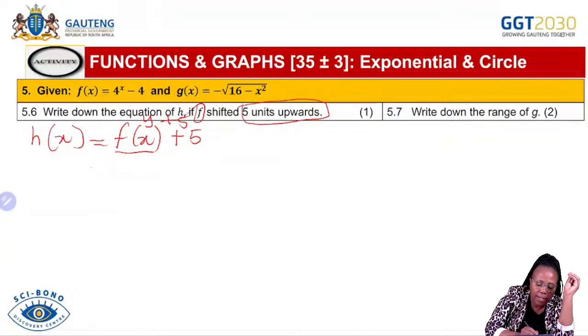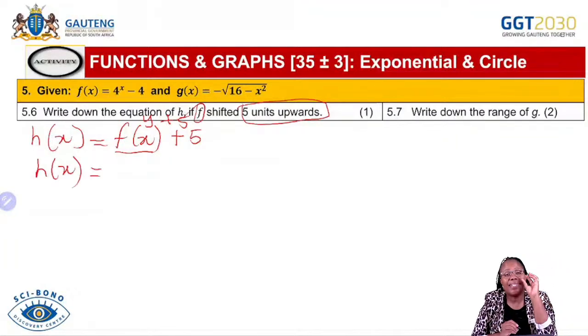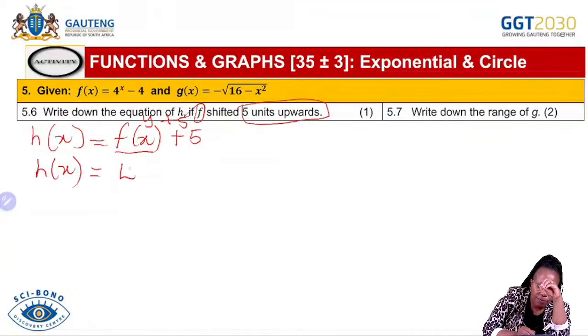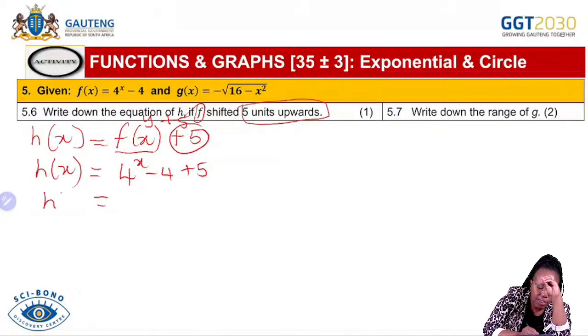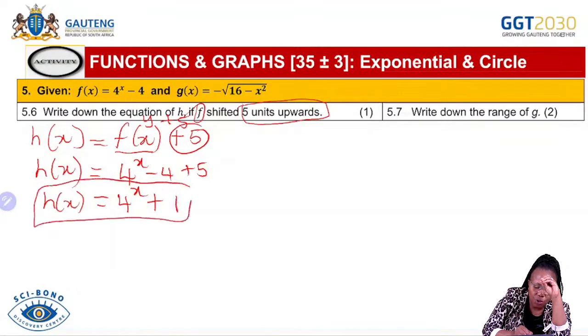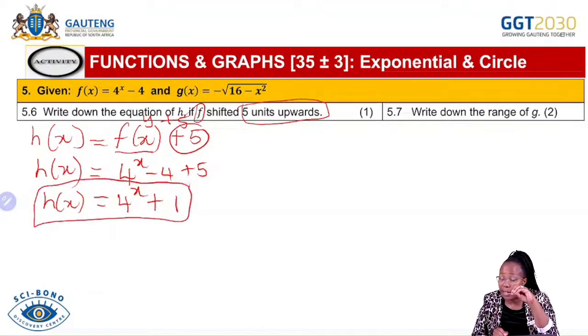And then now from here, let's determine the equation of h at x. What is f at x? F at x is 4 to the power x minus 4. We have now added a 5 in order to have h at x. Then therefore the h at x function is h at x equals 4 to the power x plus 1. That is the equation of the h at x graph.